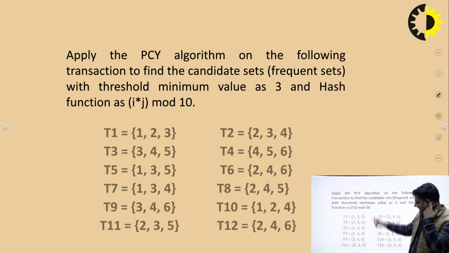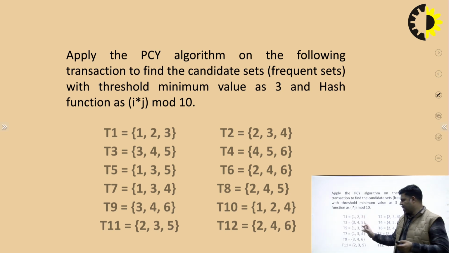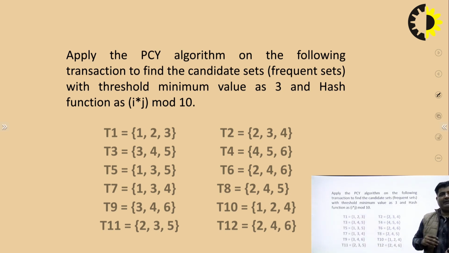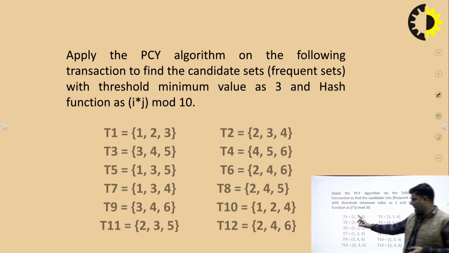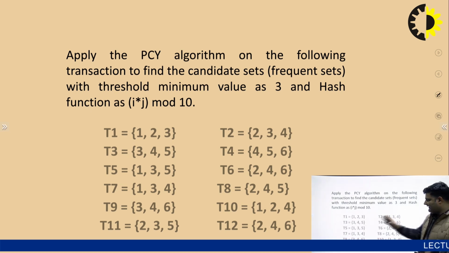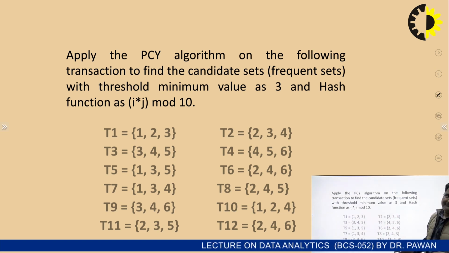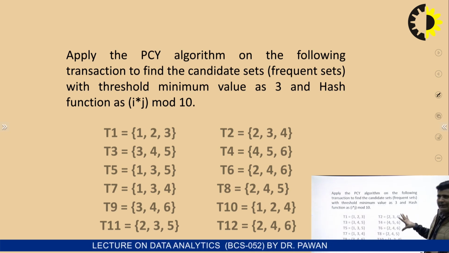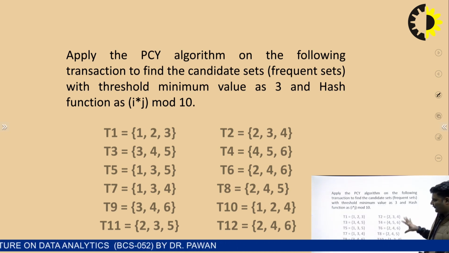Now we have the 12 transactions mentioned. We have T1, T2, T3 up to T12, and we mention the items for each. For transaction 1, we have 3 items: item numbers 1, 2 and 3. In transaction 2, we again have 3 items: 2, 3 and 4. Then we have 3, 4, 5. Then 4, 5, 6. Then 1, 3, 5. This is the list of items. So in this problem, we have to apply the PCY algorithm to find out, from all the transactions, which item is mostly purchased by the customers.